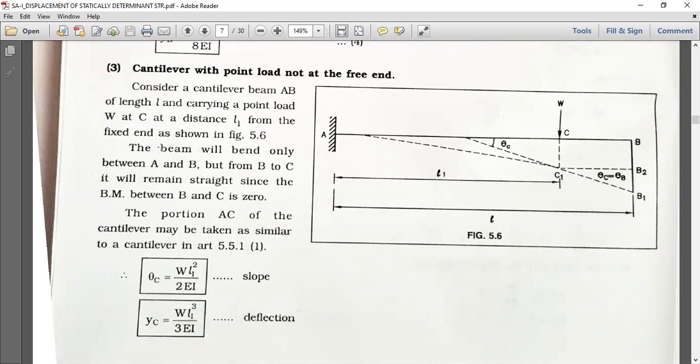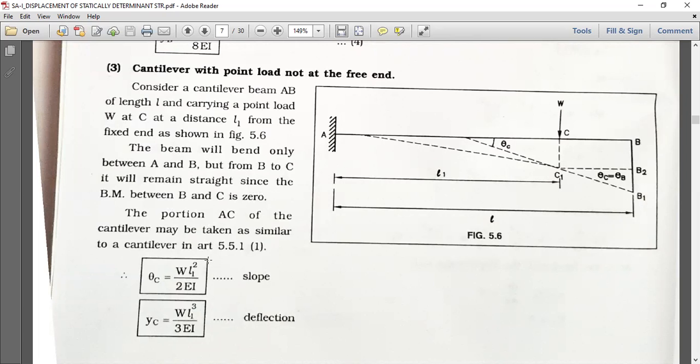Consider a cantilever beam as we described. The beam will be bent only between A and C, but from C to B it will remain straight, since the bending moment between C and B is zero. The portion AC of the cantilever may be taken as similar to the cantilever in the above example.